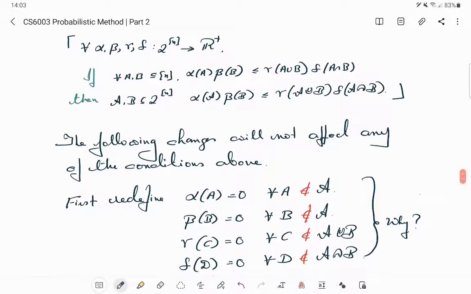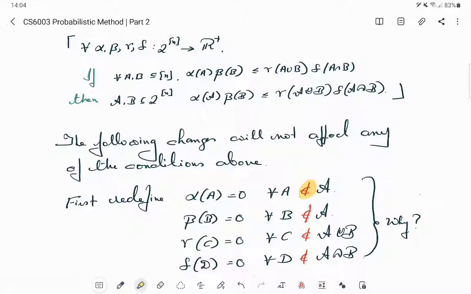So what I'll do is set this alpha to be 0 for every set outside of the script A. Remember that. And similarly, I'll set beta to be 0 outside of script B. And gamma to be 0 outside of this A pairwise union B, which, if you look at the conclusion line, tells you where you should tweak each function.